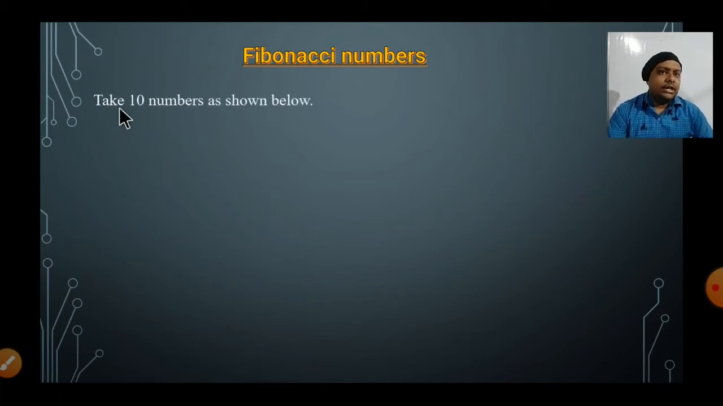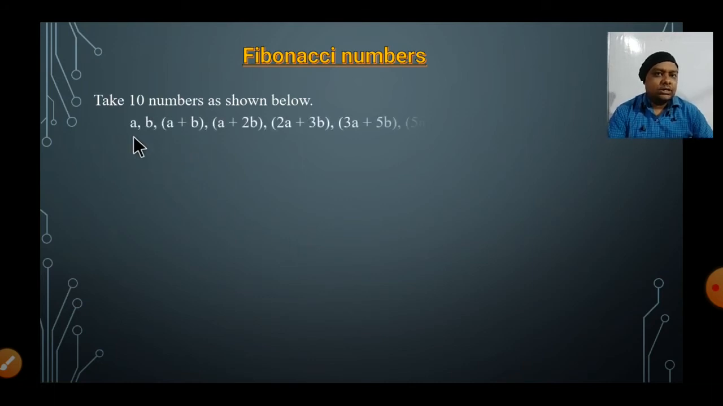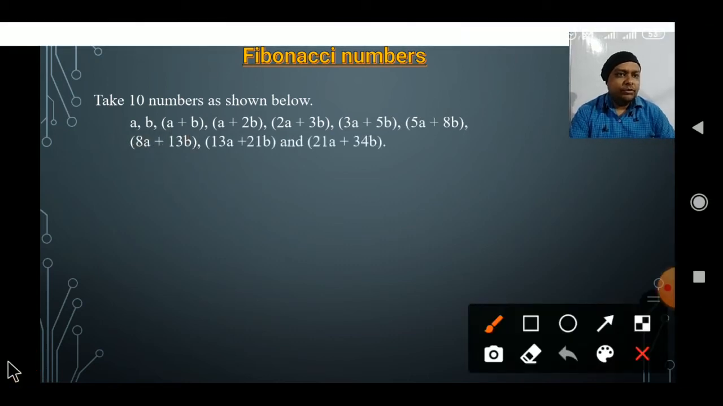Take 10 numbers as shown below. Okay. It should be the same. It is the formula also. First number should be A, then B, then A plus B. How did I make the formula? If you take two numbers A and B, A here and B. Then third digit what? A plus B. Fourth what? A. And here the constant term, the coefficient of A is what? 1. And coefficient of B is 1.